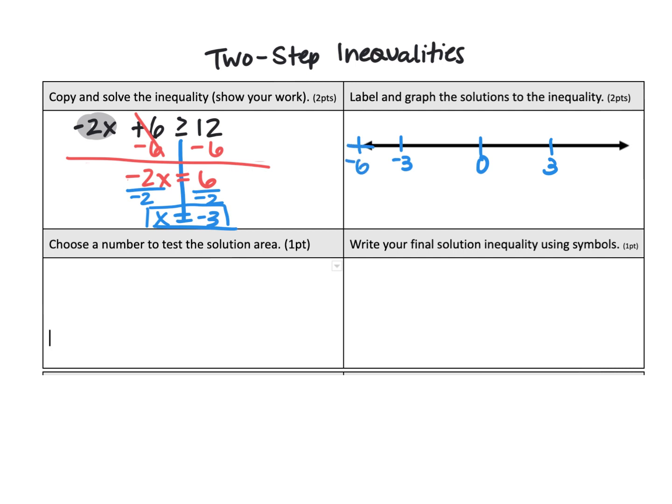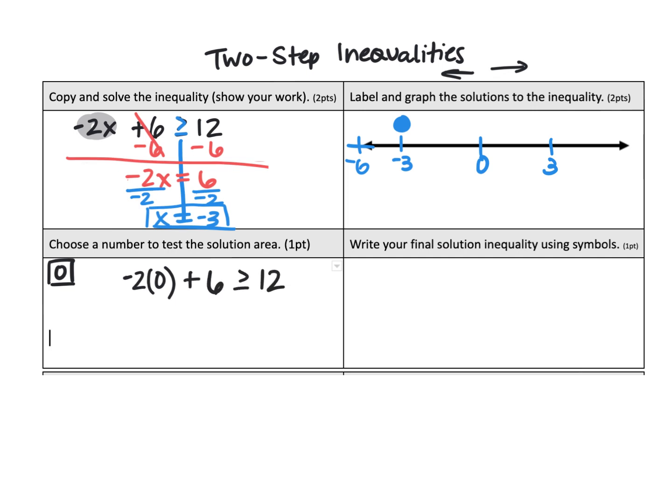All right, you guys should know your dot goes above the negative 3. Because it says greater than or equal to, I'm going to fill in my circle. All right, now I'm going to choose a number to test to see if the number's bigger than negative 3 work or the number's smaller. So I'm going to test a 0. Now, I always box the number I test so my teacher knows what I'm testing. I'm going to do negative 2 times 0 plus 6 is bigger than or equal to 12.